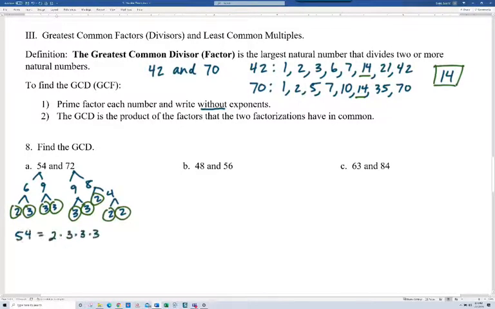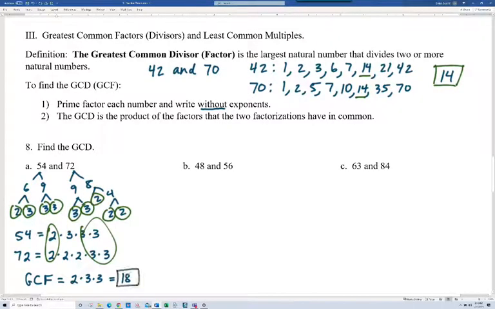And so 54 is written as 2 times 3 times 3 times 3. Again, we're not going to use exponents here. And 72 is 2 times 2 times 2 times 3 times 3. Notice that we have a 2 in common, only one though, and they both have at least two 3s in common. So these are the factors they have in common: one 2, and two 3s. And so our GCD or GCF is 2 times 3 times 3, which is 18.